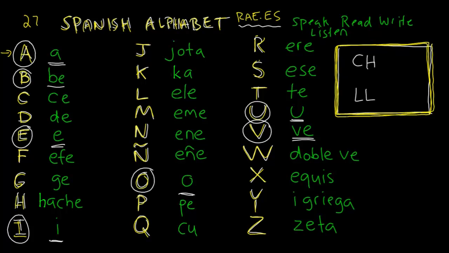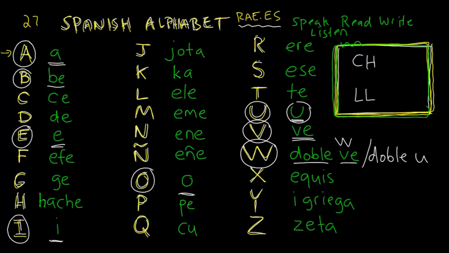The next letter is the W. Okay, so here it says doble B. So imagine double V, so two V's. But we can also say doble U, so two U's. Okay, so it's a preference. If you want to say double V or double U, it's up to you.